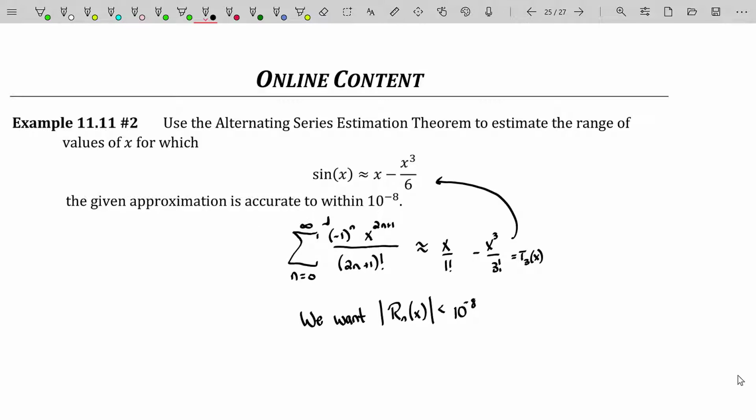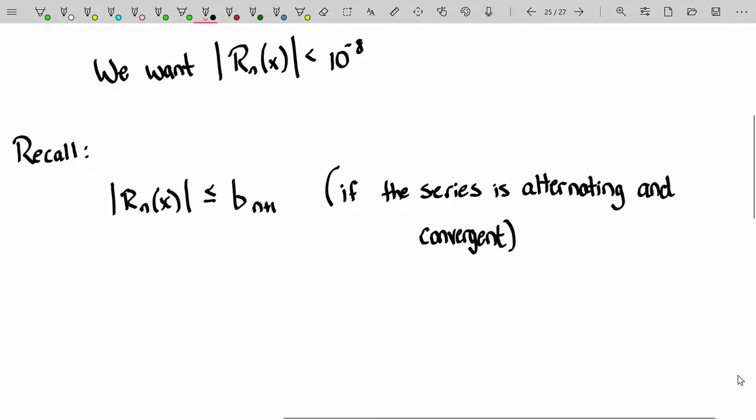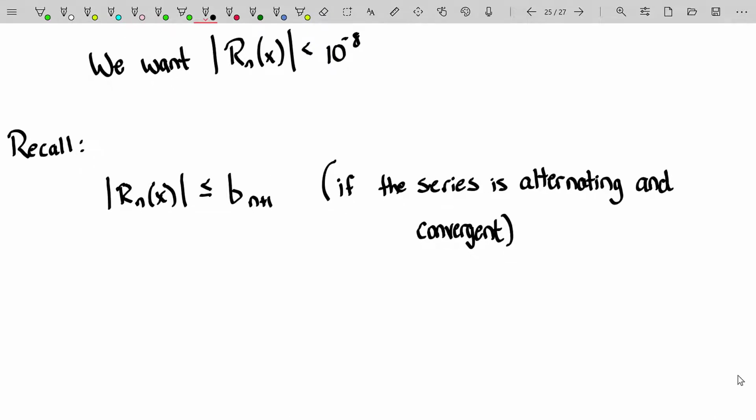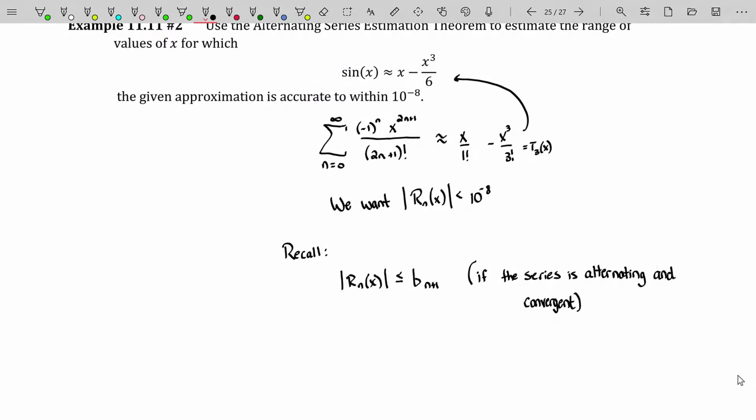So for the alternating series test, the remainder is that the next term in line is an upper bound for the error. I've written it down here, and by the way, that's only true if the series is alternating and convergent. Well, we happen to know the series for the sine is going to converge for all real numbers, so we don't really have to worry about that.